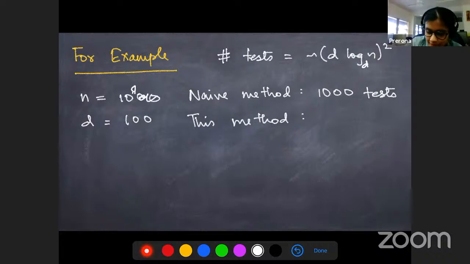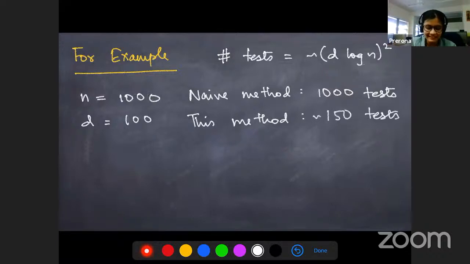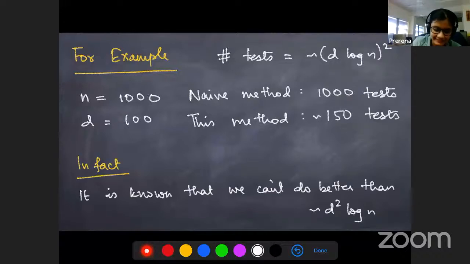And this comes out to be much smaller. When I did the calculation, I didn't do the square. This is the square.